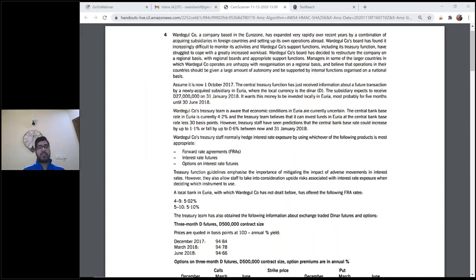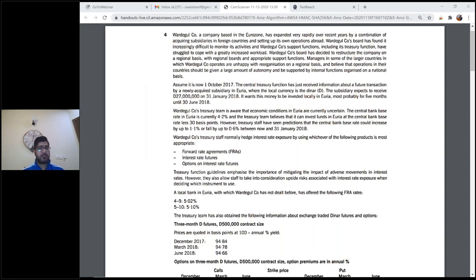Treasury function guidelines emphasize the importance of mitigating the impact of adverse movements in interest rates. However, they also allow staff to take into consideration upside risk associated with interest rate exposure. A local bank in Urea with which Wadikul has not dealt before has offered the following FRA rates. So the local bank is offering what FRA rates? 4-9, 5.02%, and 5-10, 5.1%.